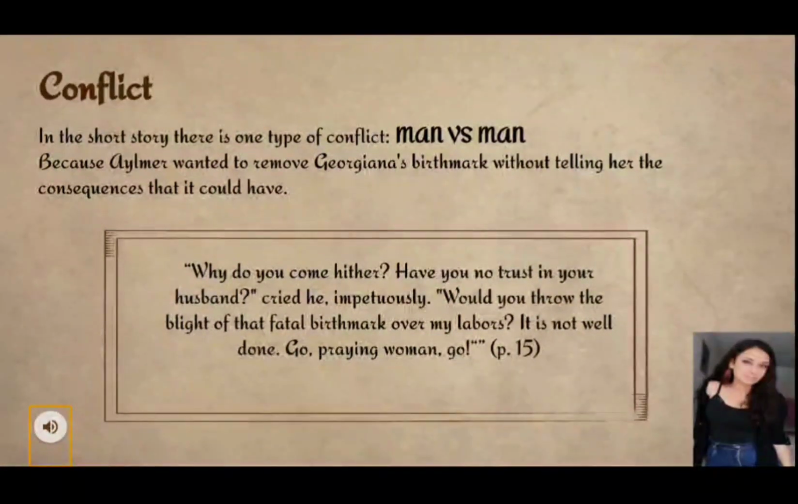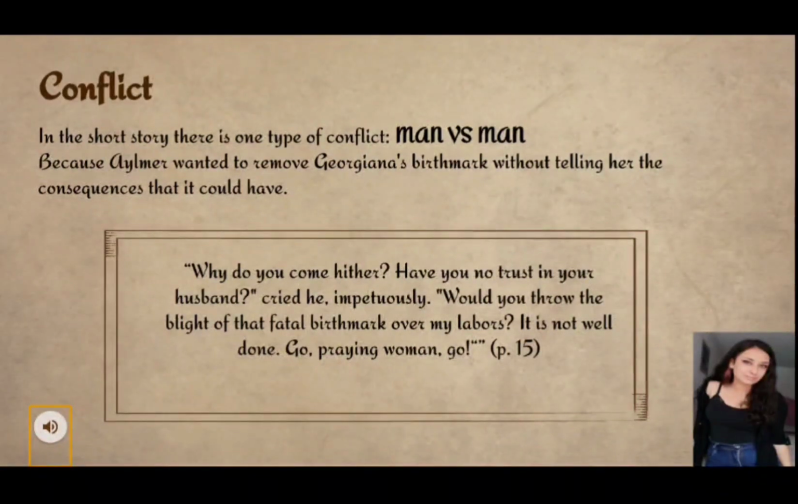Conflict. In the story, there is one type of conflict that prevails throughout and creates a sense of fiction. This is man versus man. It is in the story because Aylmer wanted to remove Georgiana's birthmark without telling her the consequences that it could have, as we can notice in the following quote.